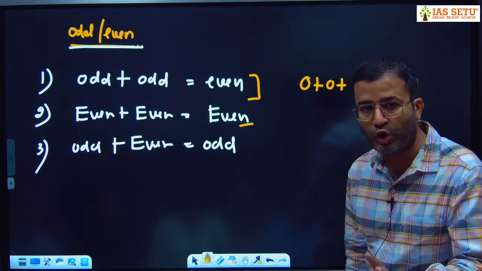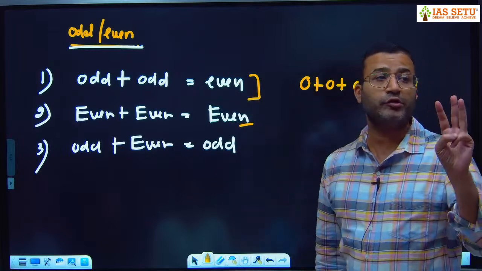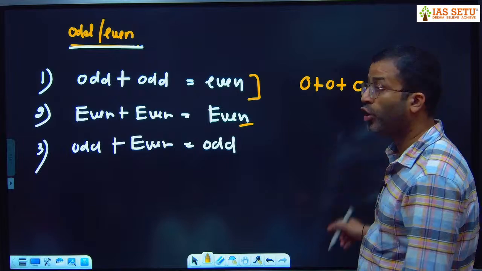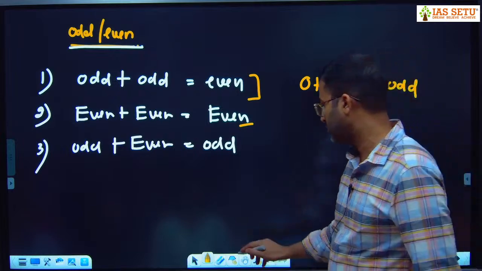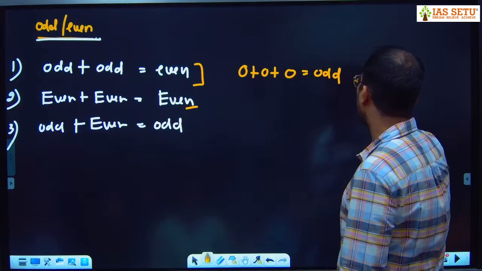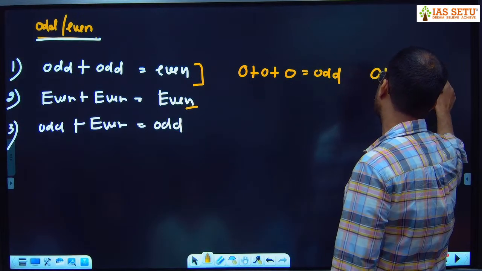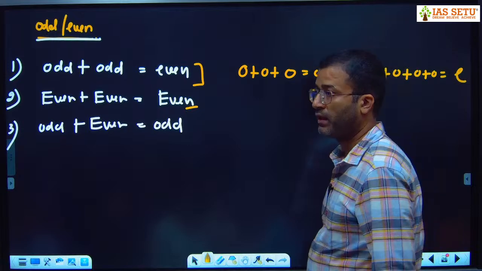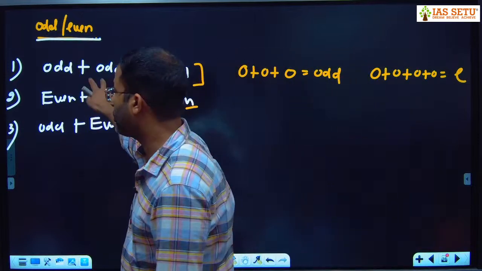When you add 2 odd numbers, it gives even. When you add 3 odd numbers, it gives odd. When you add 4 odd numbers, even. 4 odd numbers add करेंगे तो even बन जाता है. Odd plus odd plus odd plus odd gives you even. You have to remember this.